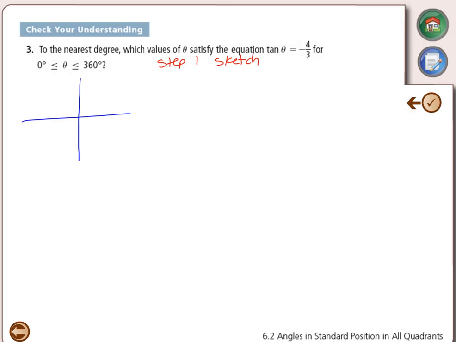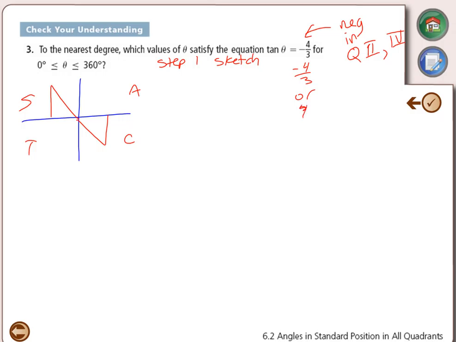So I'm going to sketch. I know, using the CAST rule, that tan is negative in quadrants 2 and 4. So I'm going to draw one here and one there. I don't know which one we're talking about. It could be negative 4 over 3, or it could be 4 over negative 3. So there's going to be 2 answers. That's step number 1: I sketch using the CAST rule.